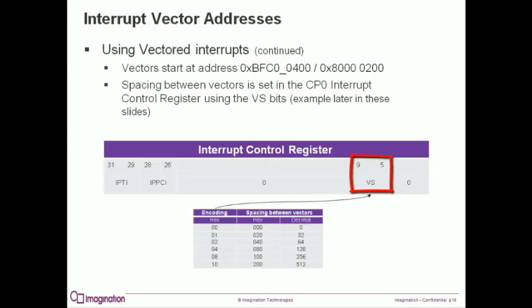The setting of the vector spacing is done by using the vector spacing bits in the CP0 interrupt control register. The boot code should set up this spacing before interrupts are enabled. You will see an example of this later in this section.